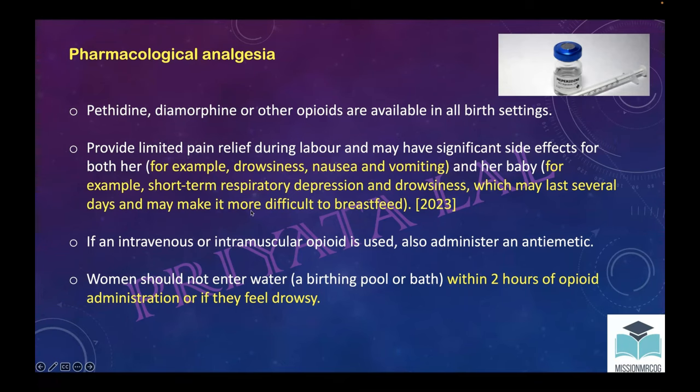So when you are doing counseling for this kind of analgesia, you have to speak about that. Apart from this, if opioid injections are used, an antiemetic has to be given beforehand, because the patient may have nausea and vomiting, and it causes the patient to get drowsy. It also has an effect on respiration. So it is advised that if an opioid injection has been given, the patient should not go in the birth pool within 2 hours of it, because there could be a possibility of aspiration.